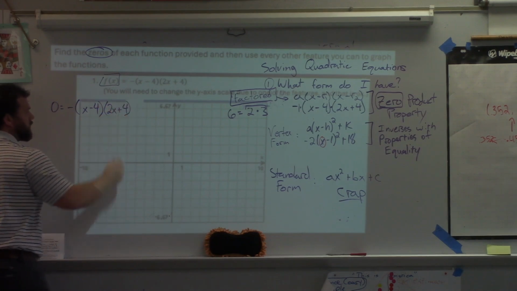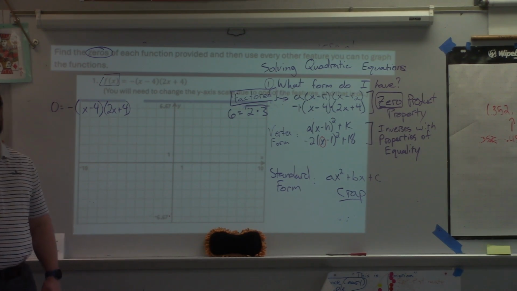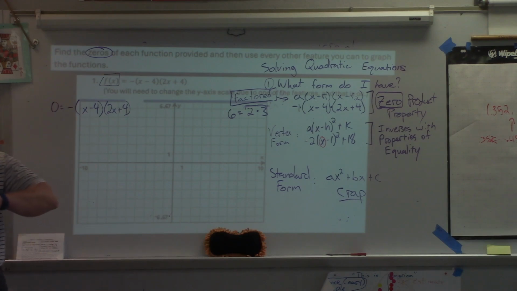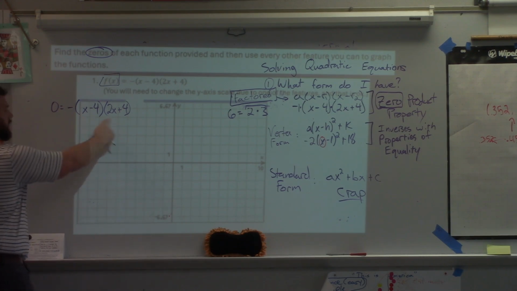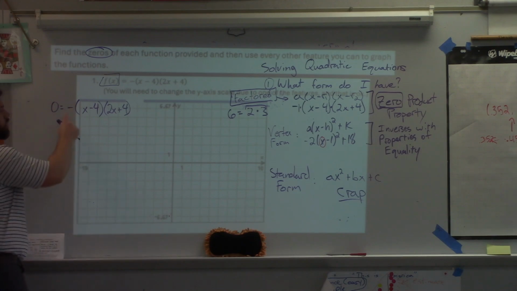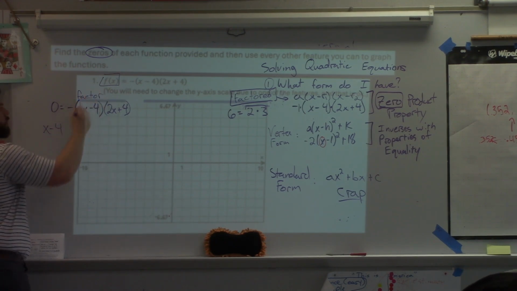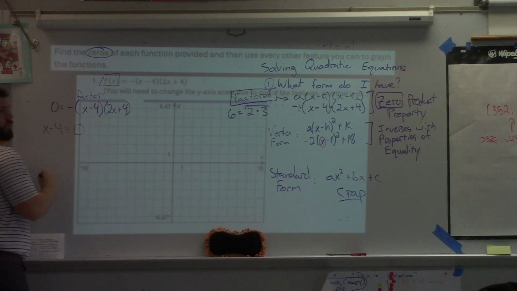Remind me, what is the zero product property? Anything multiplied by 0 is 0. So what is the only way to multiply this stuff together and get 0? Zero product property. But that means what? One of these, x minus 4 is 0. Either one of these, what is x minus 4? That is a factor. One of the factors has to equal 0.